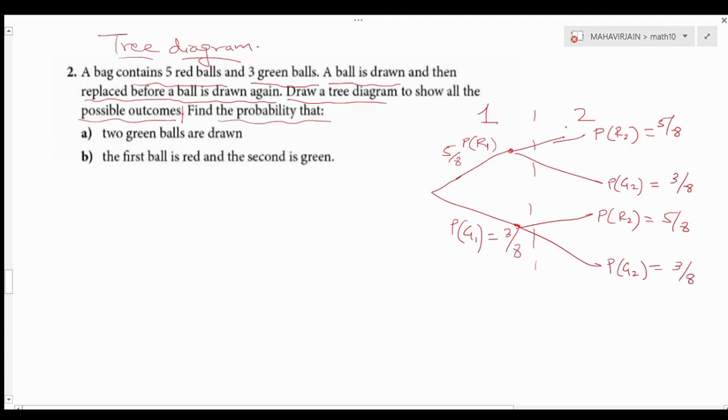This is a very easy problem. The very reason being things have been replaced. I highlight this word replaced. Since things are replaced, the second event actually hardly matters. So this is the tree diagram showing all the possibilities. Am I very clear with this?